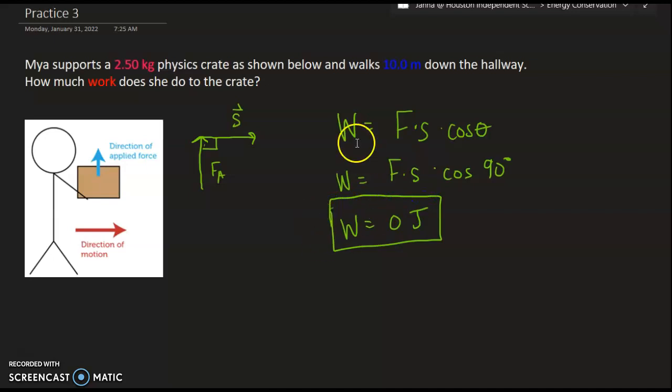Work is a change in energy. She's walking at a constant speed. She's not lifting or lowering the box, not increasing its potential energy or decreasing it. So she does no work.